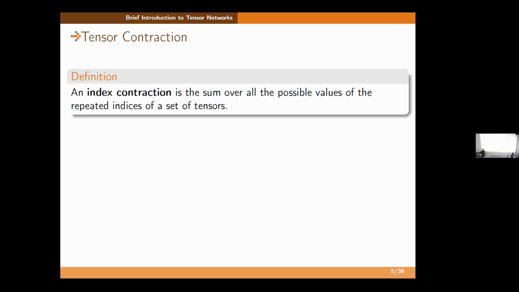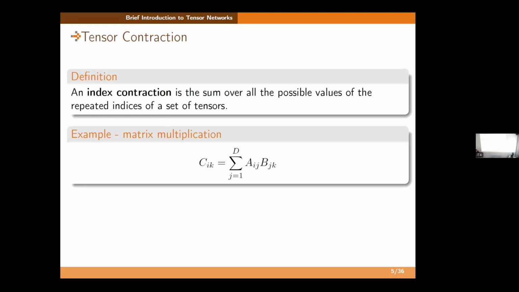So when you have tensors, we need to do something with them. The most basic operation with tensor networks is called index contraction, which is just the sum over all possible values a given index can have. In my experience, it is best to show it on a simple example, matrix multiplication. Generally, when we are multiplying matrices, each number of the resulting matrix is just the sum over products of these two numbers, and we are contracting over the index j here. Mathematically, that is just the index contraction, this sum.